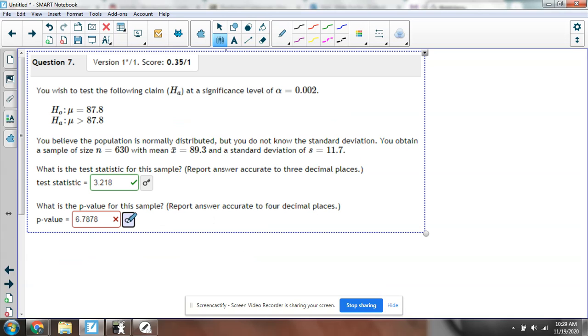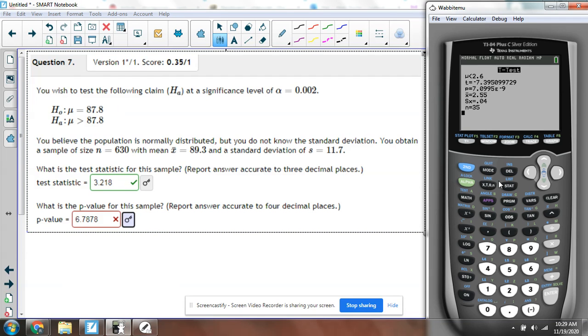Okay, and the last one, I think you just said your p-value. I believe you probably did this one right. It's just the p-value had a scientific notation. Let's run through it real quick. We don't know standard deviation, so this is going to be a t-test. Mu is 87.8, x bar is 89.3, standard deviation is 11.7. Sample size is 630. Trying to show it's greater than, and you calculate.